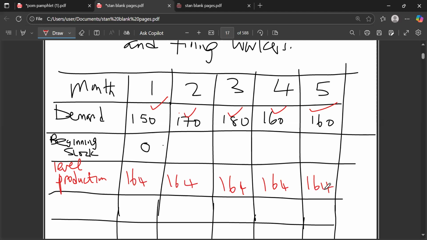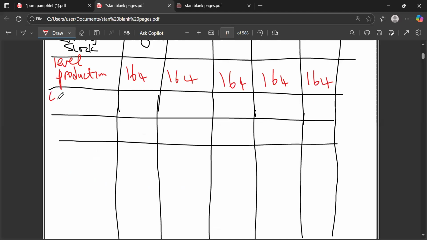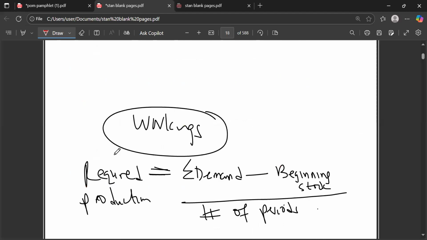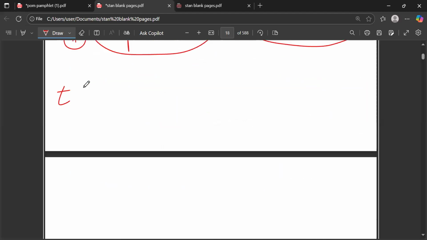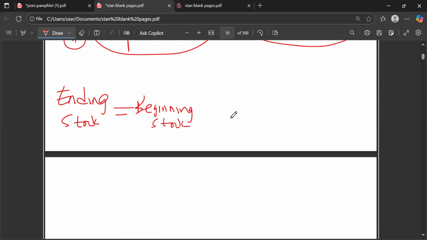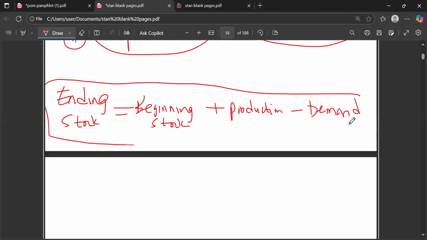Your production is one in this case. So here you're going to have ending stock. How do you get the ending stock? So ending stock is equal to beginning stock, then plus production minus demand. This is our ending stock.